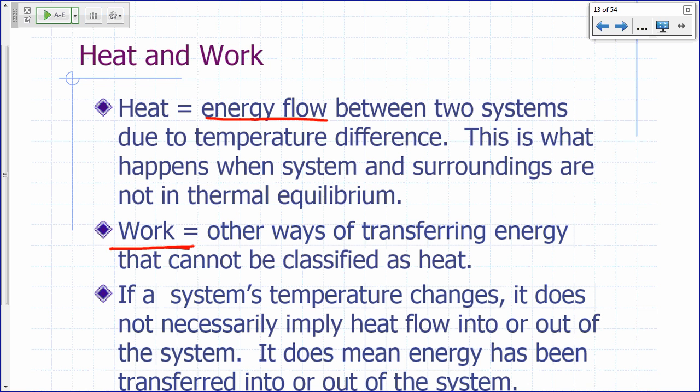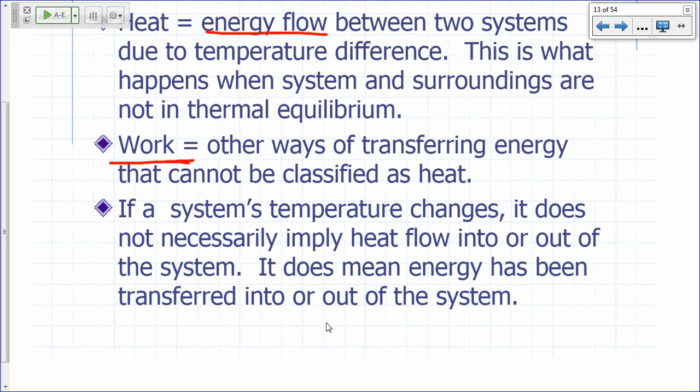So if a system's temperature changes, it doesn't necessarily mean heat is flowing into or out of your system, because a temperature change could occur if there's an energy flow into the system. It doesn't have to be done by heat. You can do it by work. So think of heat and work as just two ways of transferring energy. When is a particular transfer of energy considered a heat flow? That is if it occurred because you put something hot in contact with something cold. Any other way that you transfer energy would be what you would call work.